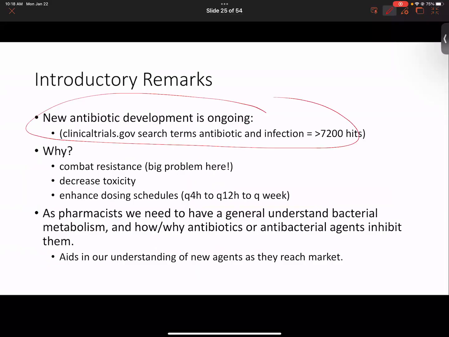If you go to clinicaltrials.gov and type in antibiotic and infection in your search term, you'll get over 7,200 hits. Are all of those interventional studies? No, certainly not. But a lot of them are, and they're looking at new antibiotics, new combinations to try and combat these resistance mechanisms, right? That's the big problem here.